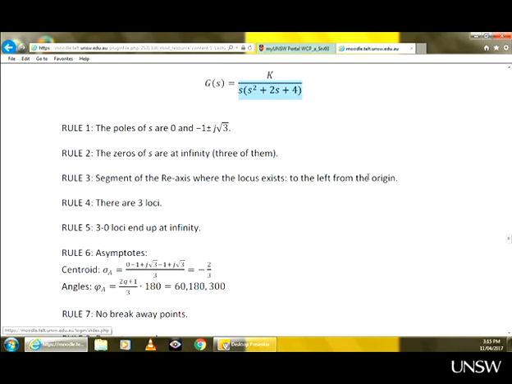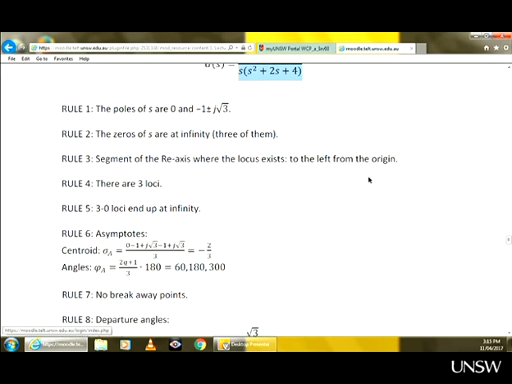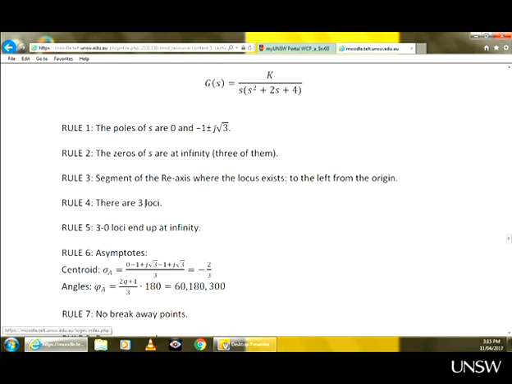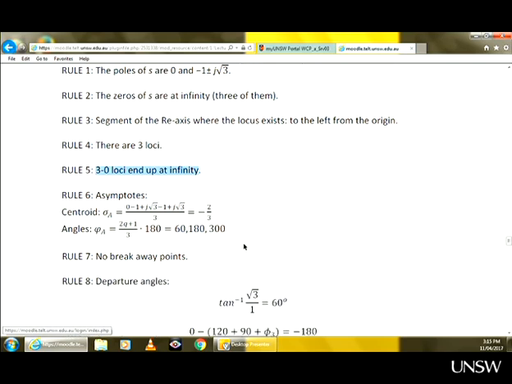How many loci? 3. Number of poles, which is 3, minus number of zeros, which is 0. 3 loci. Sorry, 3, which is the greater between 3 and 0. 3 is greater. 3 loci. How many of them will end up at infinity? All 3. 3, number of poles minus number of zeros. Now, asymptotes, as we said, the centroid, there is only one centroid. So only one intersection between the real axis and all possible asymptotes.